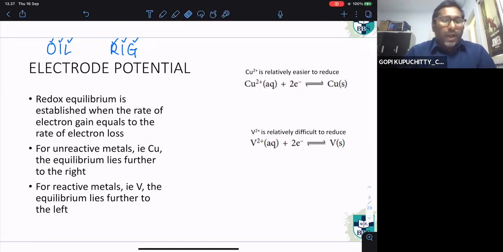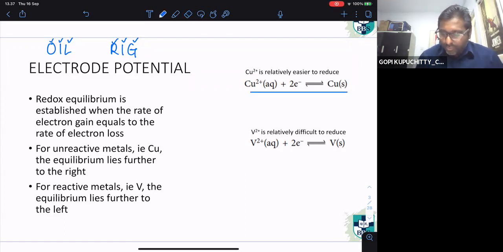Now for our A level syllabus, you do not need to memorize that already, because everything can be found in your data booklet. The important part is to know how to use them. Here I'm going to show you based on these two equations. This one is called a half equation. Please remember, in this chapter, we always write the half equation in the form of reduction.